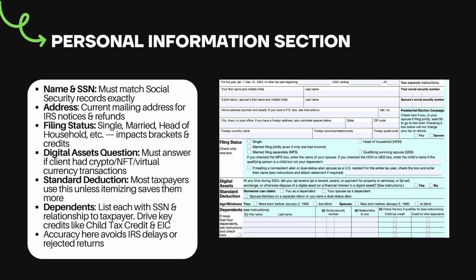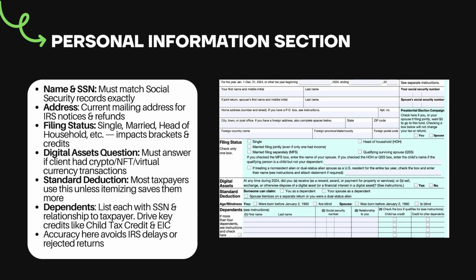Next is the address. This should be the taxpayer's current mailing address. Why does this matter? Because if the IRS needs to send out a letter or if the refund is being mailed instead of direct deposited, it's going to this address. If it's wrong, the client won't get important notices on time.